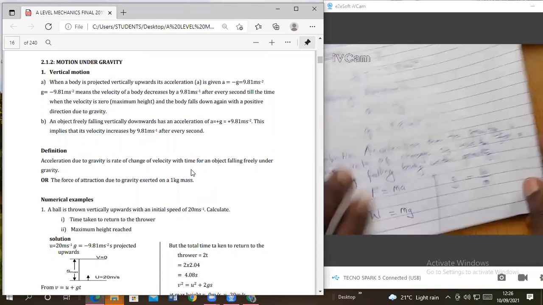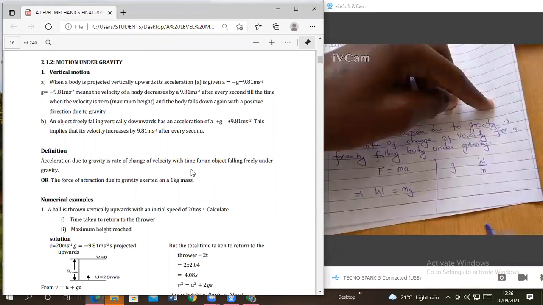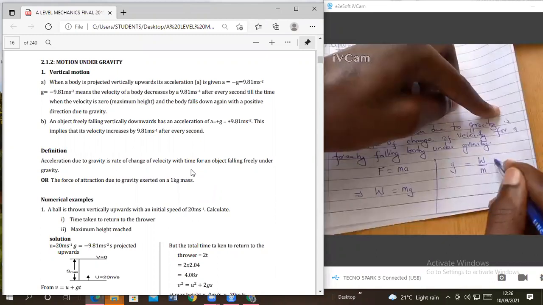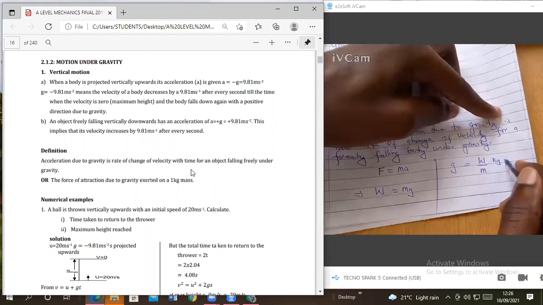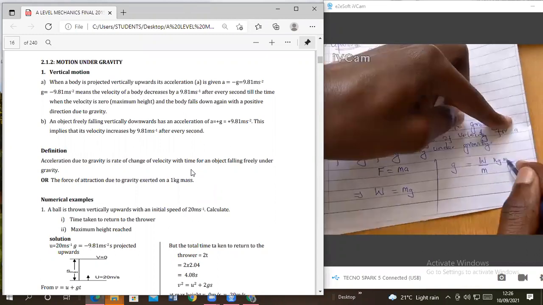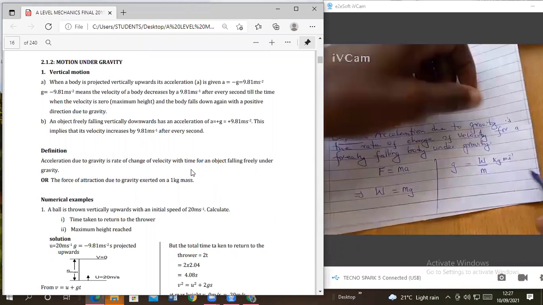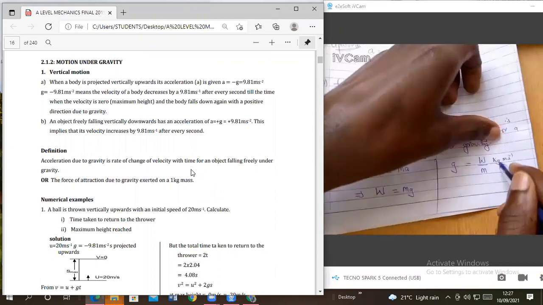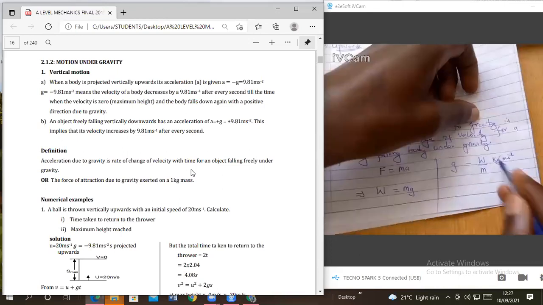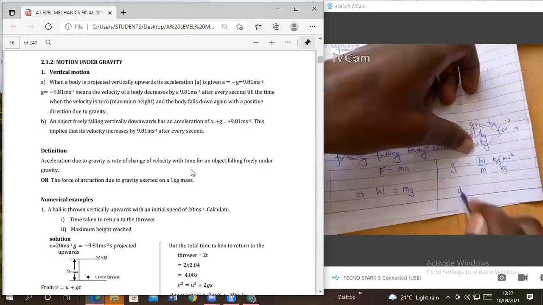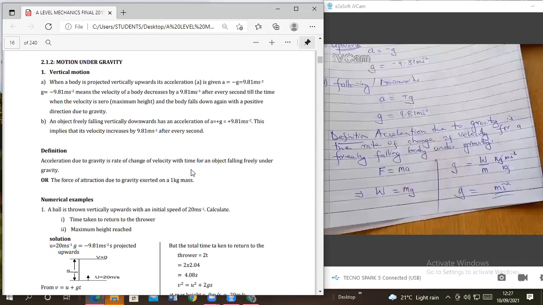Because remember, I told you force is in Newtons, which is the same as kilogram meters per second squared. Then mass is in kilograms. You find that the kilograms cancel, so you remain with g in meters per second squared. That's how we derive those units. Have you seen that?